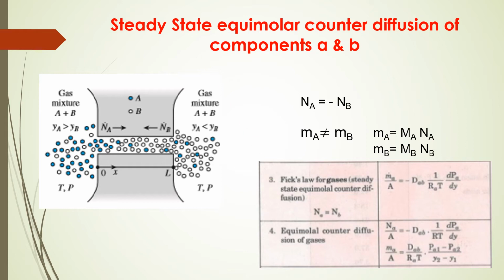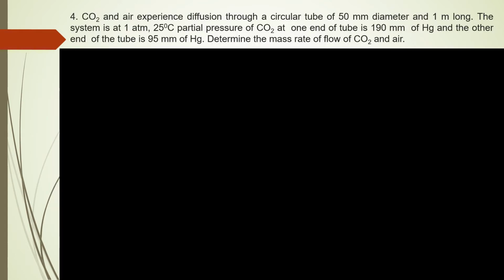Okay. So now we'll solve one problem. The problem is: carbon dioxide and air experience diffusion through a circular tube of 50 mm diameter and 1 meter long. The system is at 1 atm atmospheric pressure and 25 degrees Celsius. The partial pressure of carbon dioxide at one end of the tube is 190 mm of Hg, and at the other end of the tube is 95 mm of Hg. Determine the mass rate of flow of carbon dioxide and air.